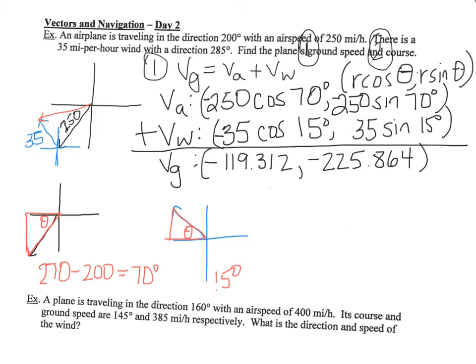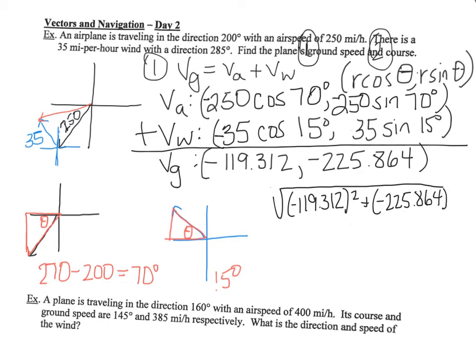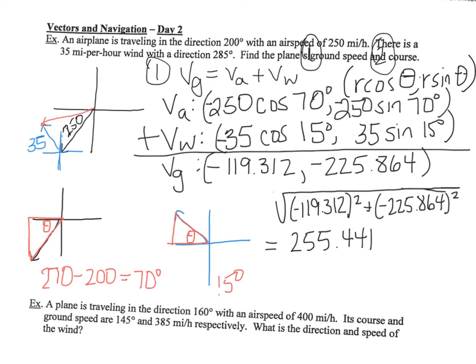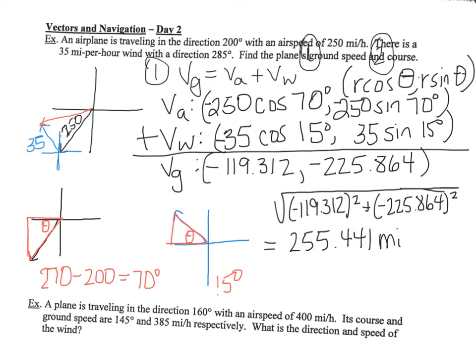So to find the magnitude now, and the magnitude is going to give us the actual ground speed, we're going to take the square root of my x value squared and add that to the y value squared, just like this. So when we do that, we get 255.441, and that's in miles per hour. So that answers the question, what is the plane's ground speed?